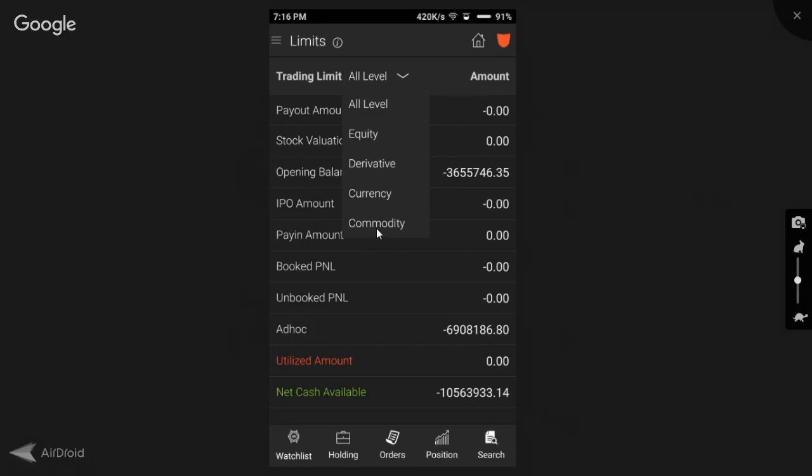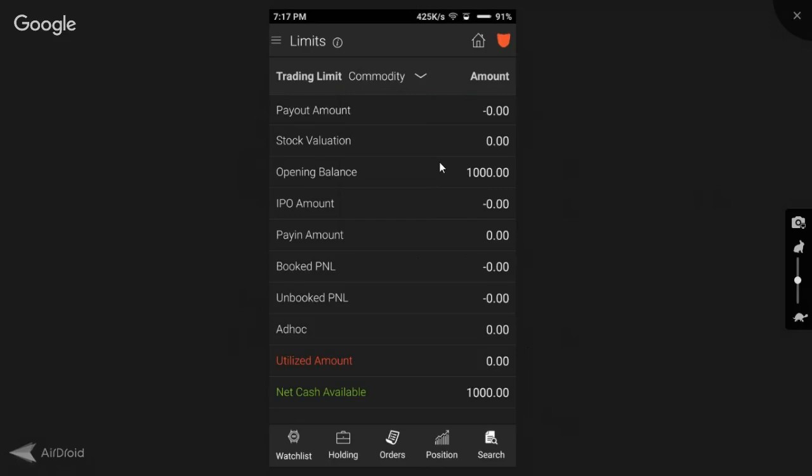If I want to see it for equity, it's available. If I want to see it for derivatives, again available. If I want to see it for commodities, that also is available. Now the balance that I have for commodity is 1000. So let's place an order for a commodity.